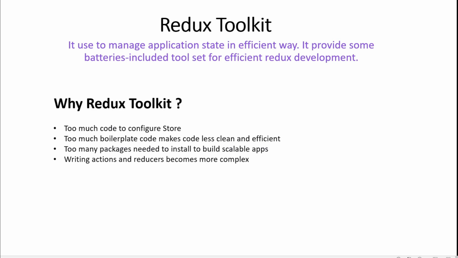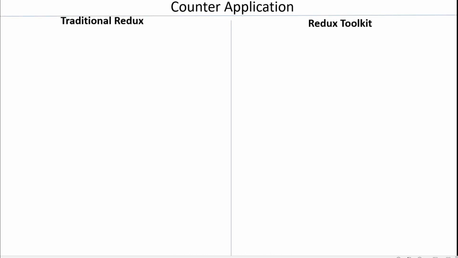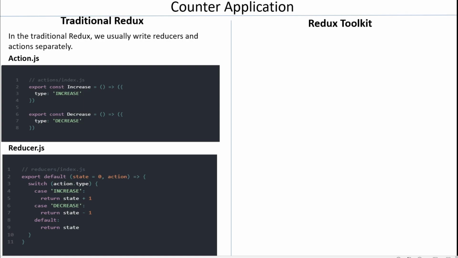Now let's understand Redux Toolkit with one basic scenario. Suppose we have to build a counter application and we have to manage a state. First I am going to show you the traditional approach with Redux. With traditional Redux, we usually write reducer and action in a separate file, as you can see here. We have action.js in which we have two actions to increment or decrement the counter value, and in the reducer.js file we have the logic to increment or decrement the counter value. This is the traditional Redux approach.